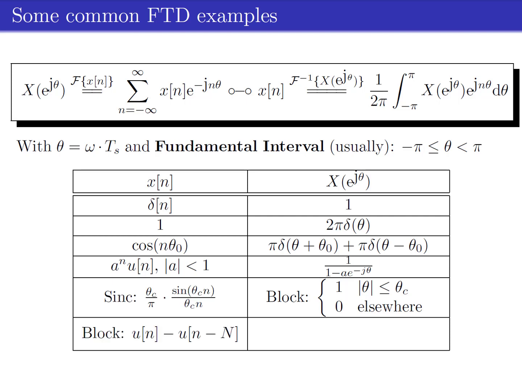The selection of a subset of N samples from data can be represented by multiplying the samples with a block function. Mathematically, we can describe such a block function by two step functions, u[n] minus u[n minus capital N]. We will show that the DTFT of such a block function is a so-called Dirichlet function. This is a sinc-like function which is periodic.